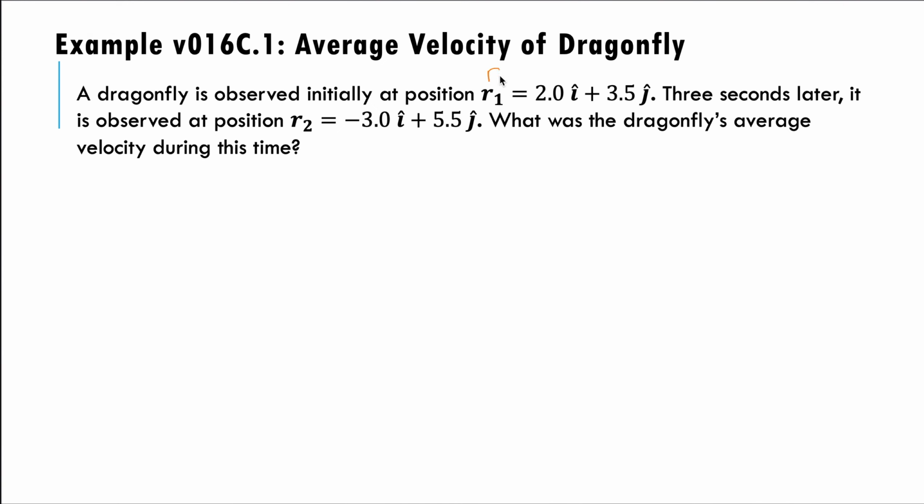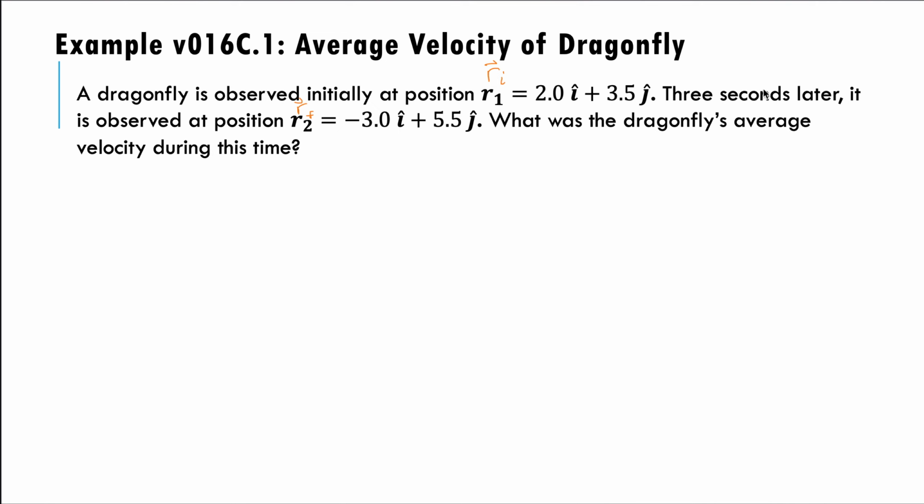Problem says a dragonfly is observed initially at position R1. We could also call this R initial if we wanted to. Equals 2i plus 3.5j. 3 seconds later, it is observed at position R2, which would be the final position, RF, equals negative 3i plus 5.5j. What was the dragonfly's average velocity during this time?